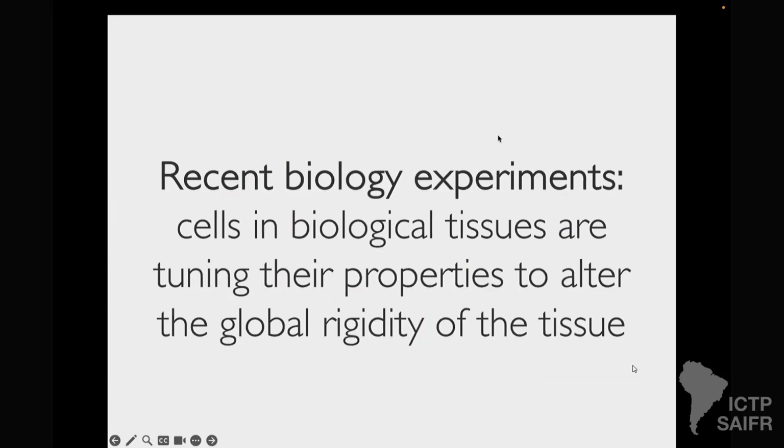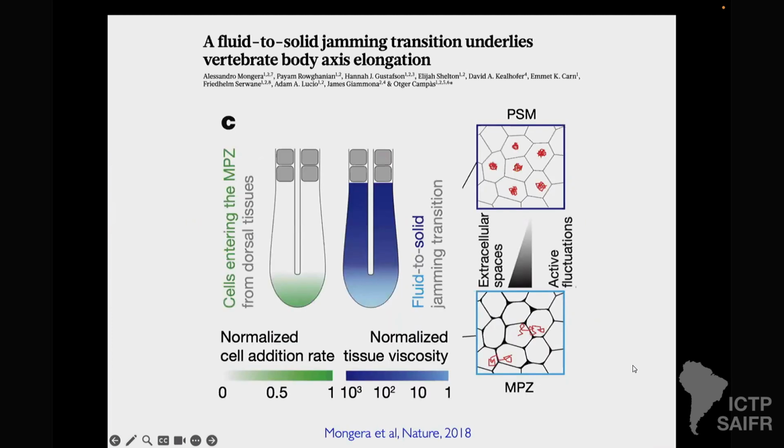Okay, so to start out, there's been a series of recent biology experiments that say that cells in biological tissues are tuning their properties to alter the global rigidity of the tissue. Let me give you a couple of those examples. This is a paper that's a little older now, like 5 years old, that demonstrates that there's actually a gradient in tissue fluidity or rigidity across the tail bud of a zebrafish.